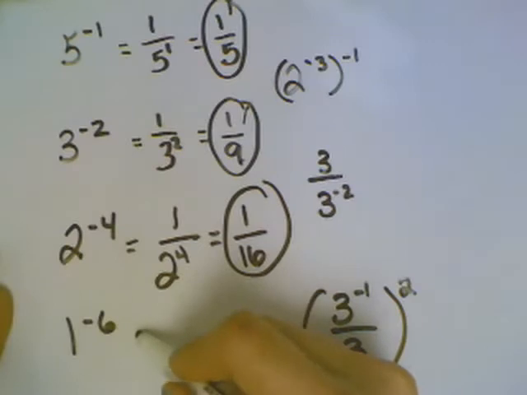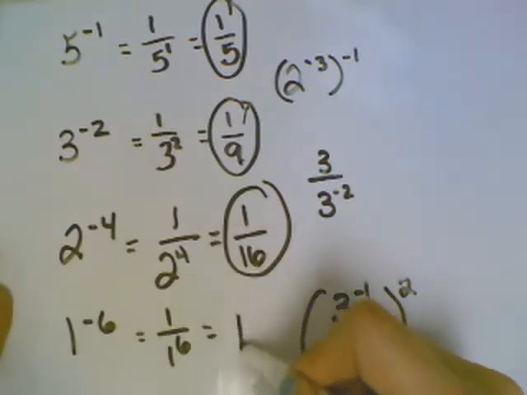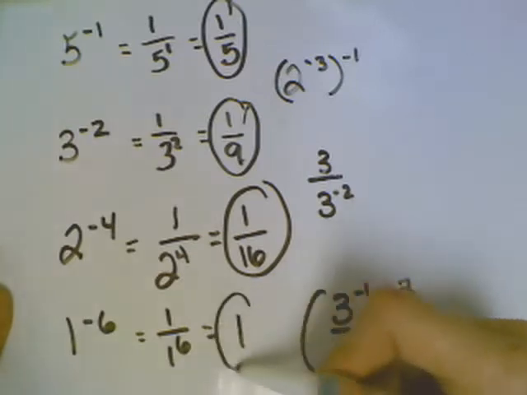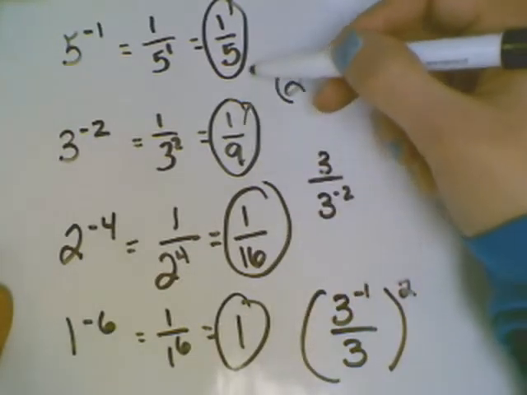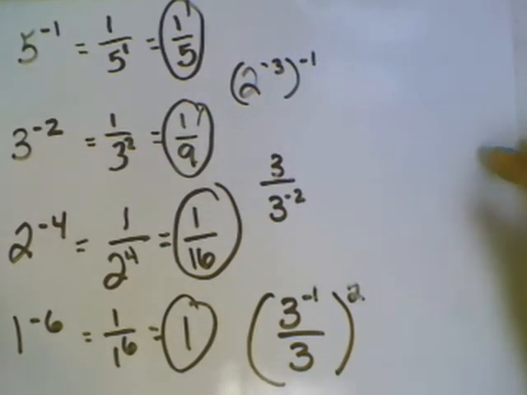1 to the negative 6th power, that means I'm going to take 1 and divide it by 1 six times. Guess what? It's still 1. Notice, none of these answers are negative. The negative power just makes you divide instead of multiply repeatedly.